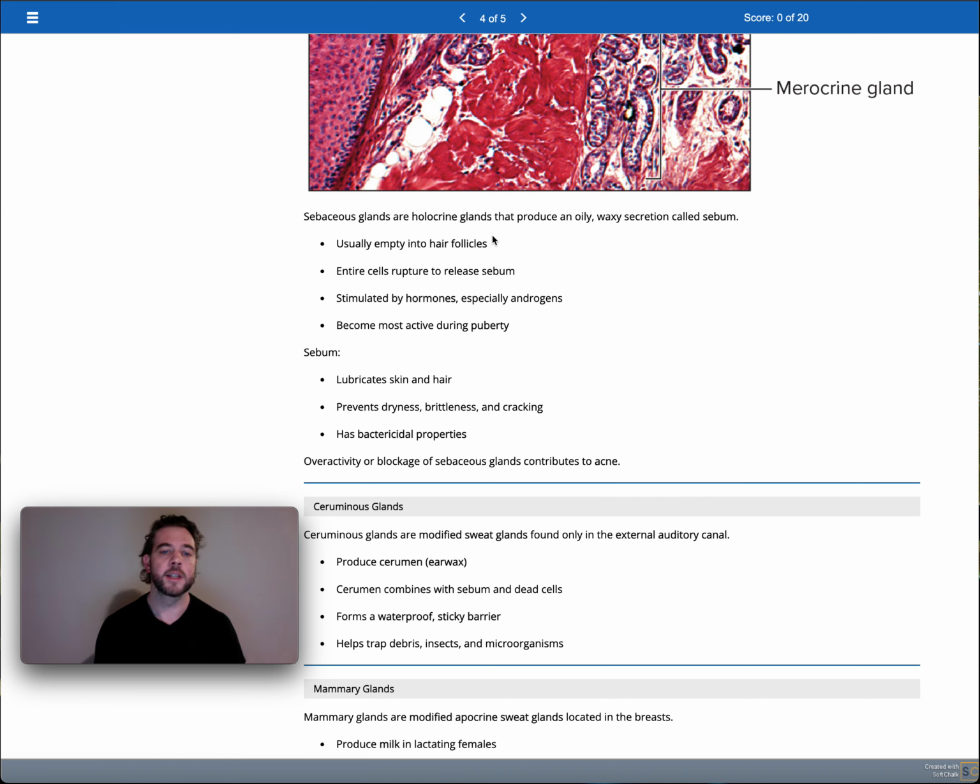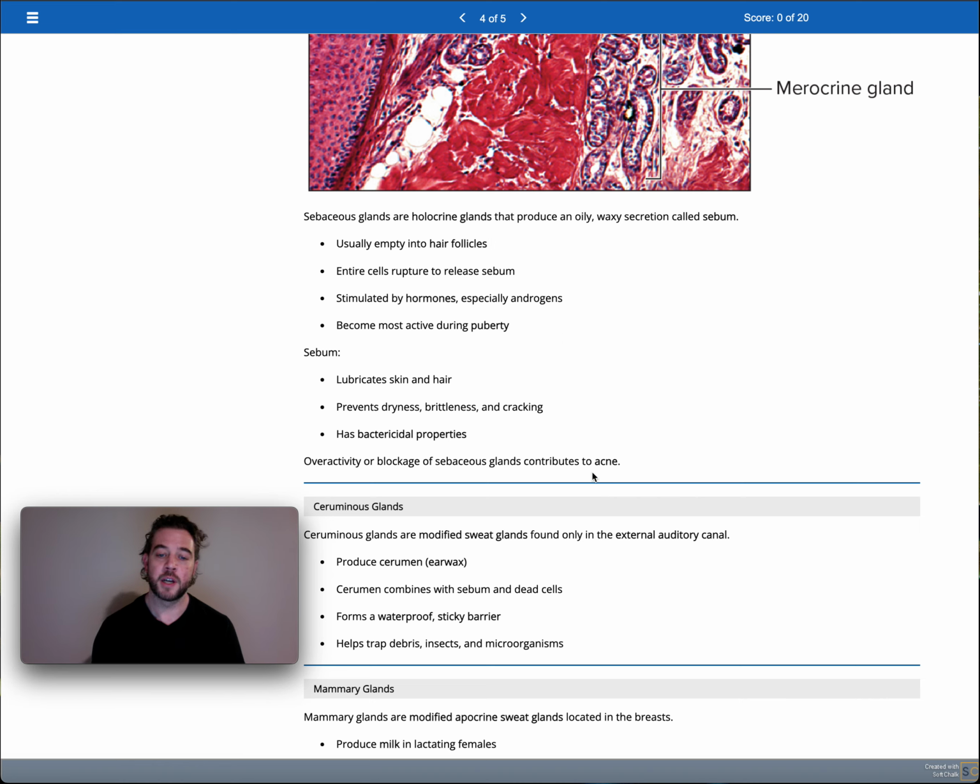They are stimulated by hormones, especially your androgens, so things like testosterone, estrogen, progesterone, those puberty and sex hormones. As we hit puberty, we get a little bit smellier and a little bit greasier. It's from the glands doing their jobs, doing what they're supposed to do. Sebum is going to help lubricate hair, prevent it from cracking and drying, and it has bactericidal properties that inhibit pathogenic bacterial growth.